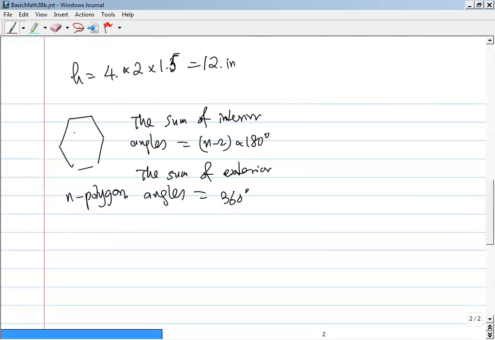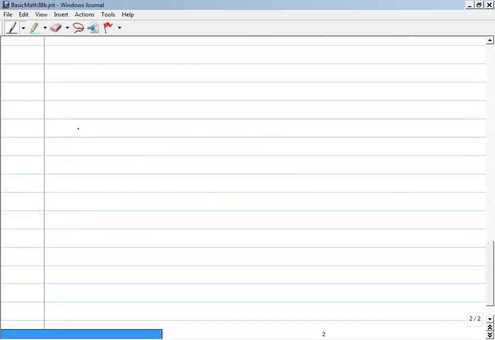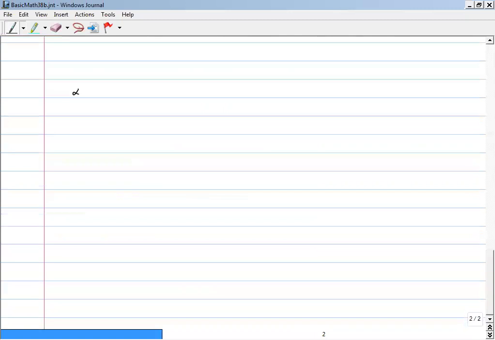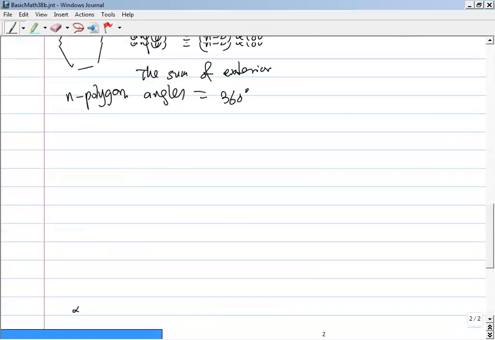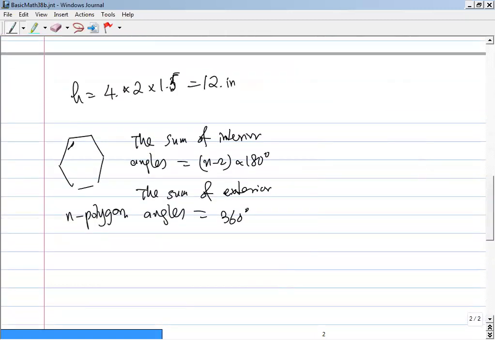Now, how do you count the exterior angle? Exterior angle is this one. This is its exterior angle, but the interior angle is this one. Beta is the exterior angle. It's counted like this, you count it clockwise. Extend one side and then you count it.